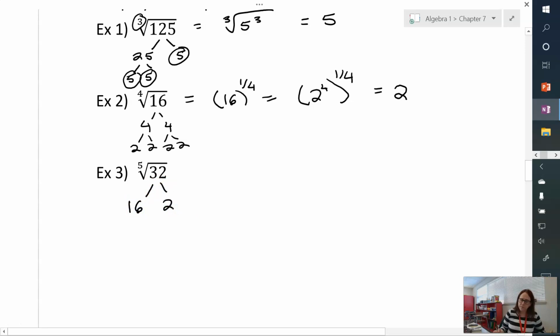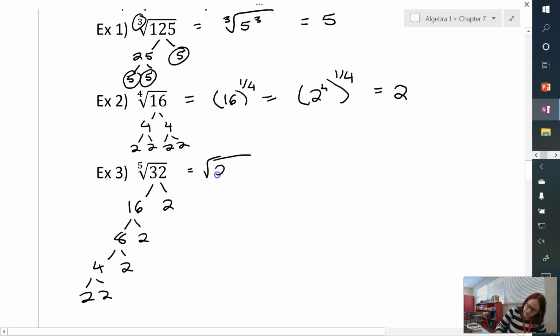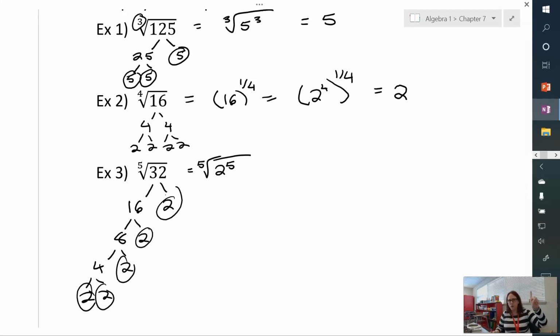16 times 2. And then 8 and 2 is what came to my mind. 4 and 2. 2 and 2. So now 32, I can rewrite that as 2 to the 5th, and then I'm taking the 5th root of that. So I have a team of exactly 5 2s, which means that when I take that out of the 5th root, I only have 1 2 that comes out. So I get a 2 there.